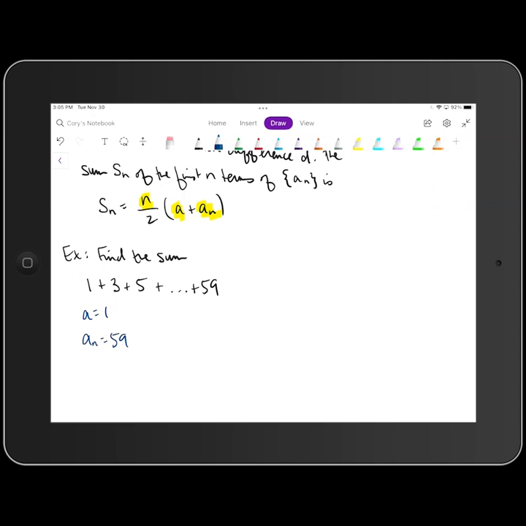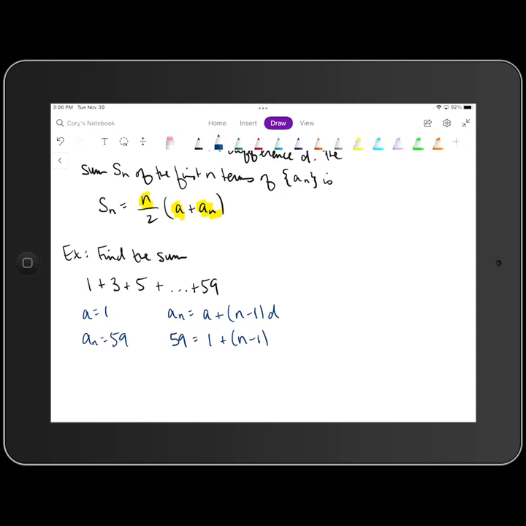Well, to figure out the number of terms in the sum, we're going to use this formula here, a sub n, which is equal to a plus the quantity n minus 1 times the common difference d. Okay, and I want to solve that equation for n. Well, I know a sub n, the last term, is 59. I know the first term a is 1, plus n minus 1, and then we can look at that sum.